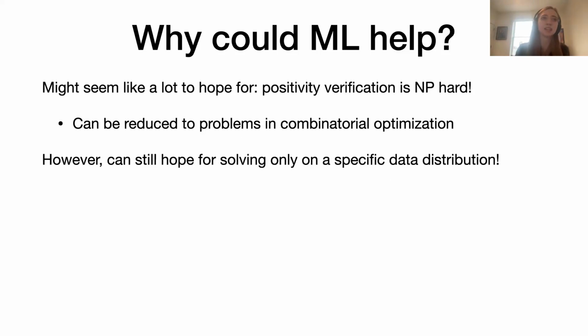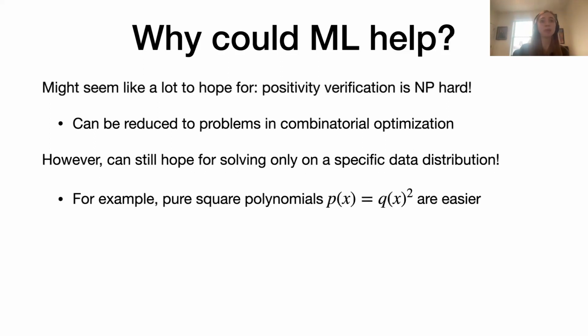However, we like to say in the machine learning community that that hope is not really lost, because you might have a specific data distribution, for example. If you only care about solving this problem on a specific data distribution, which perhaps has some extra structure, for example, a really trivial example would be, what if your whole data set, like in your robot path planning applications, all the polynomials that you care about verifying positivity for, the ones that are actually positive, are actually just squares of another polynomial? This should be a lot easier. This should no longer be an NP hard problem.